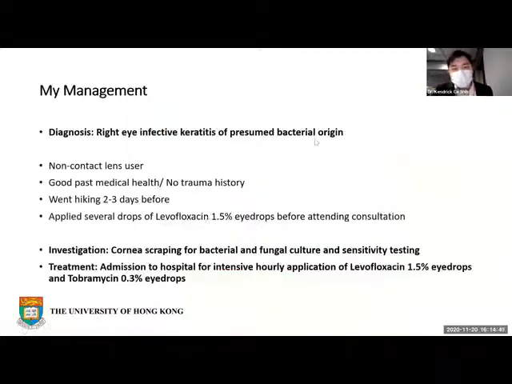My initial diagnosis was right eye infective keratitis of presumed bacterial origin, but now looking back, I think there were some warning signs that I should have paid attention to. The first thing is that this patient is a non-contact lens user, good past medical health, no trauma history, went hiking 2 to 3 days prior to the presentation, and the sister, being an emergency nurse, prescribed several drops of levofloxacin 1.5% to the eye prior to consultation.